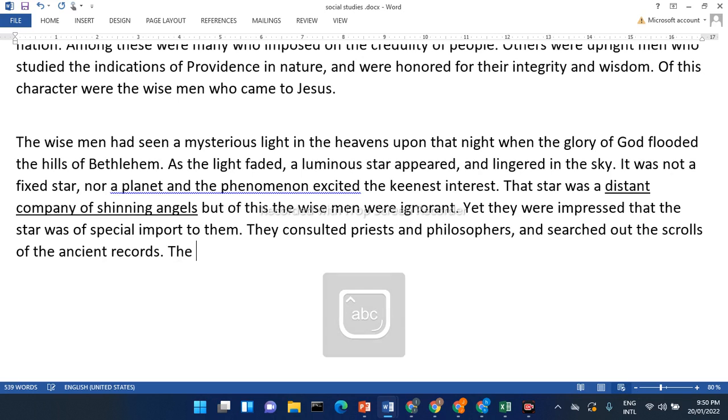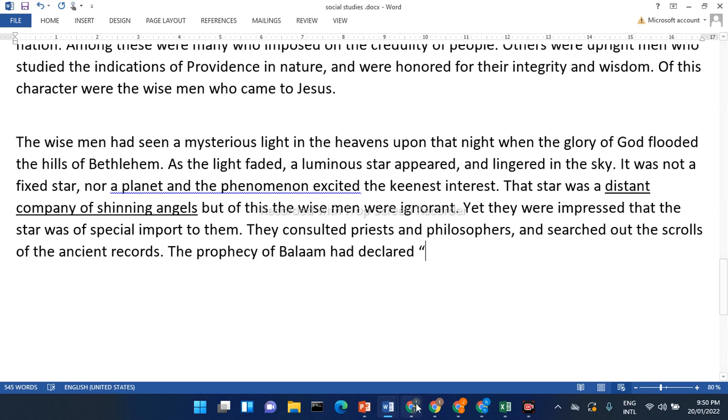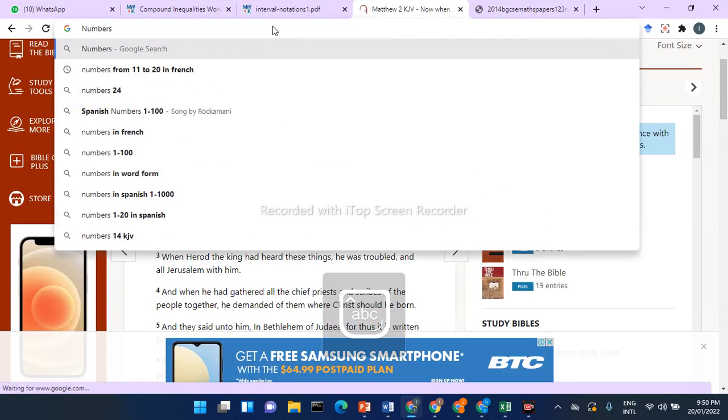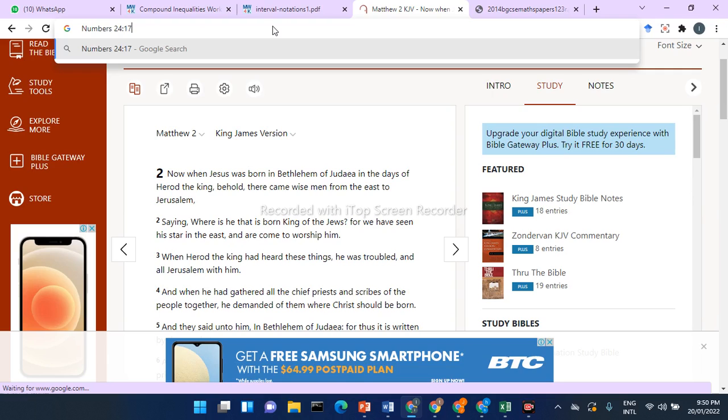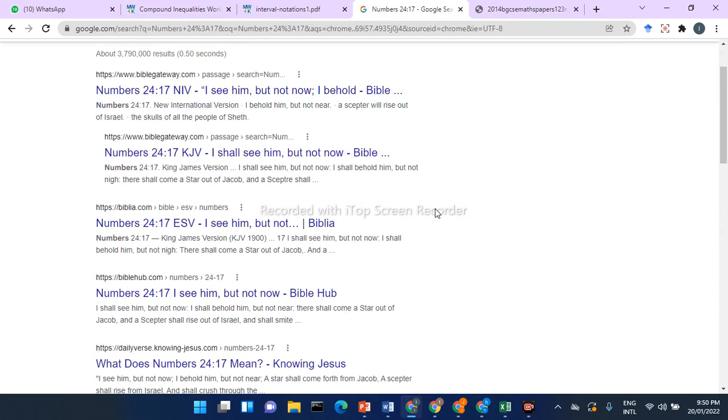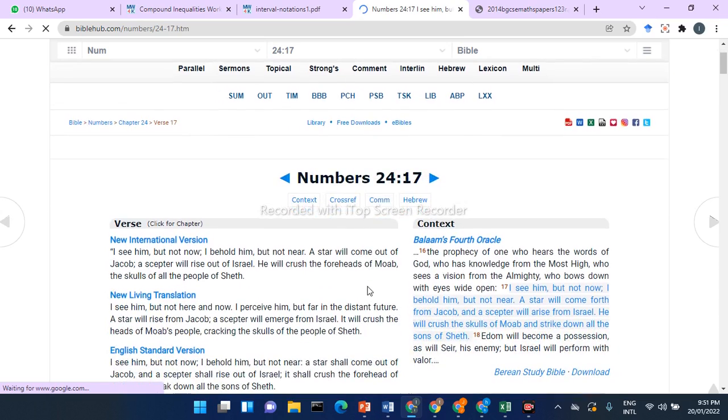The prophecy goes all the way back to an Old Testament prophet named Balaam. So the prophecy of Balaam had declared, and here it is, it's found in Numbers chapter 24, verse 17. All right, Numbers chapter 24, verse 17. Let's go to Bible Hub. I like Bible Hub. It gives you the different translations as well.